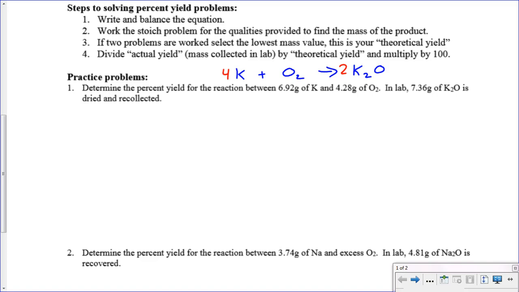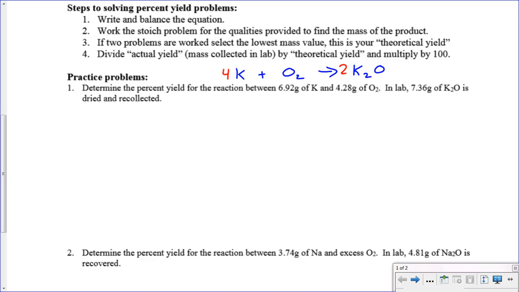If I give you two different masses for the reactants, that should signal to you that we're dealing with a limiting reactant problem, which means I don't know if I'm going to run out of potassium first or oxygen first. So I need to do the stoichiometry problem twice and figure out what my limiting reactant is, so I can figure out how much I'm actually supposed to make.